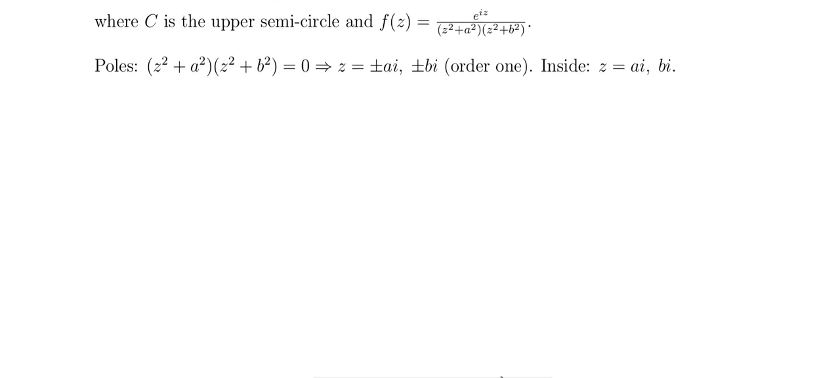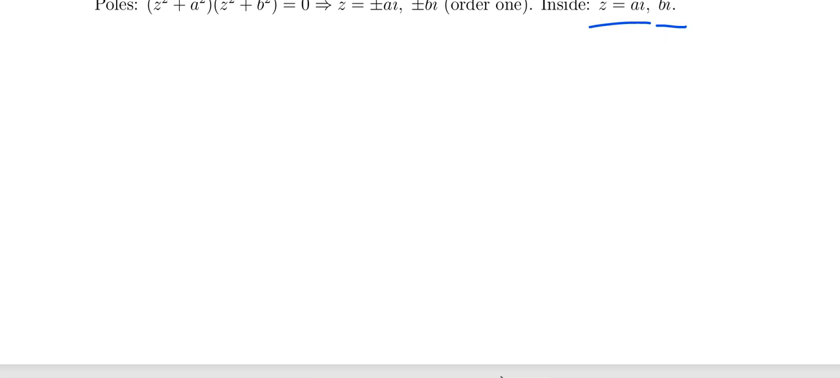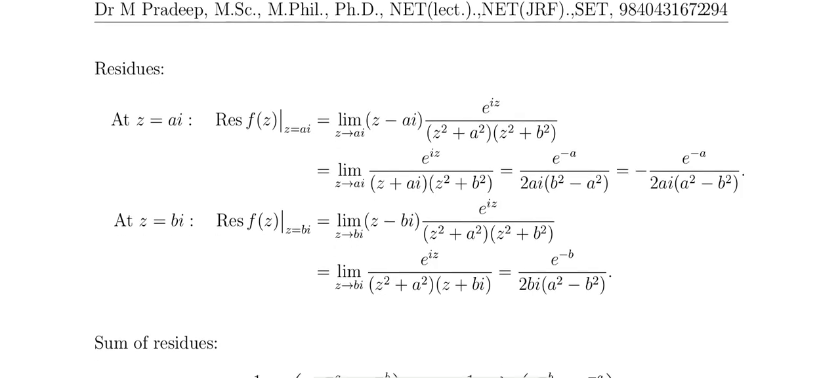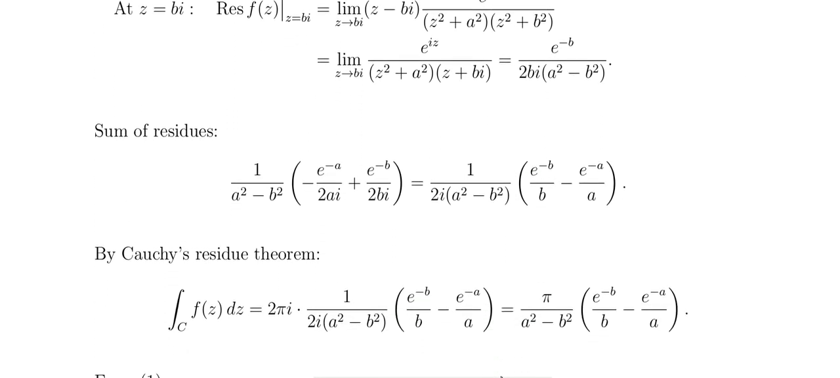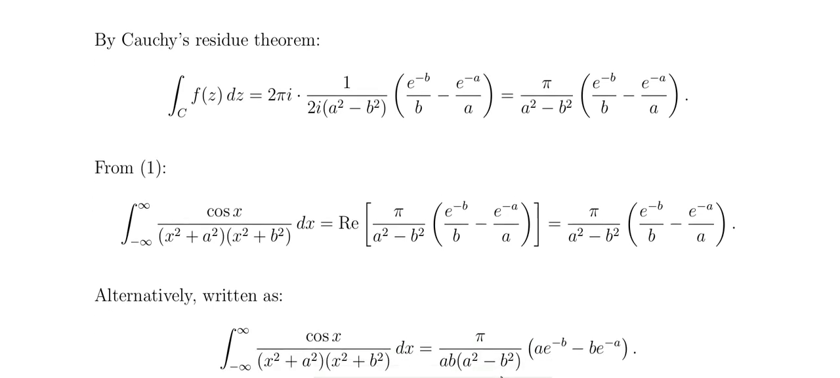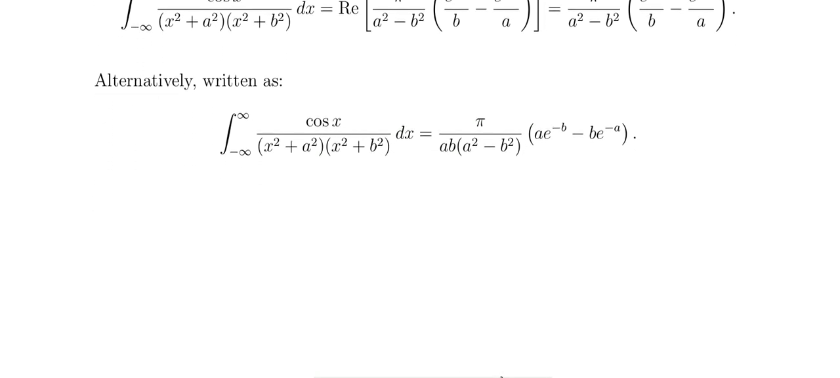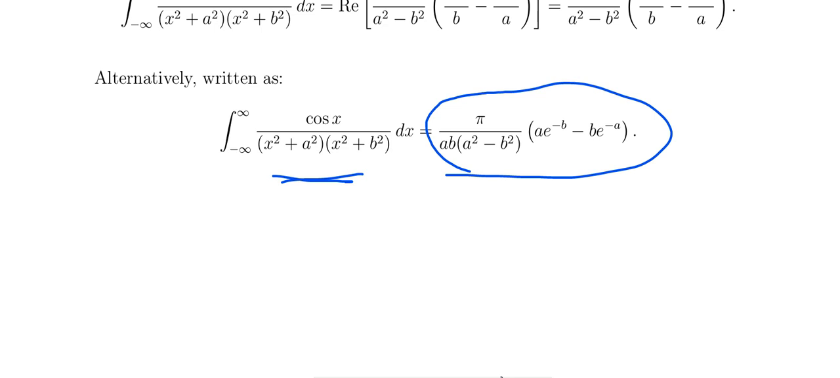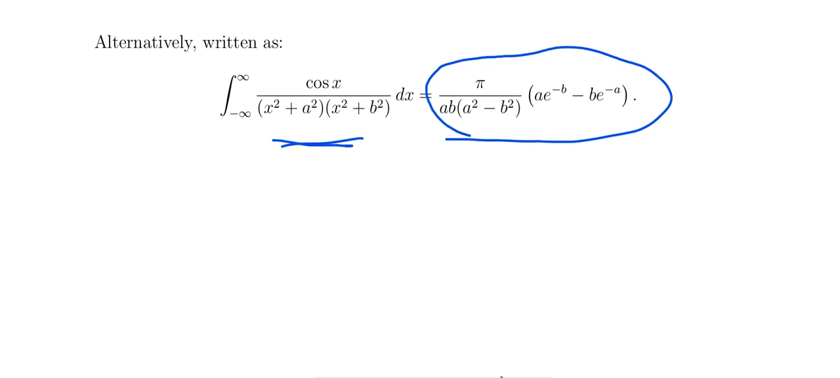So here plus a and plus bi lie inside, and then we can evaluate the integral value. So pi by ab into (a square minus b square), a into e power minus b and minus b into e power minus a, for this problem. As much as possible, try to keep it in memory. Okay.